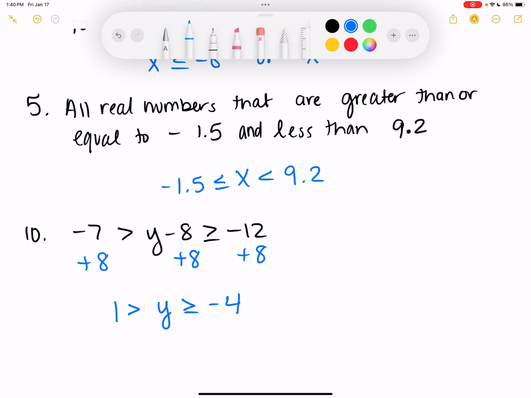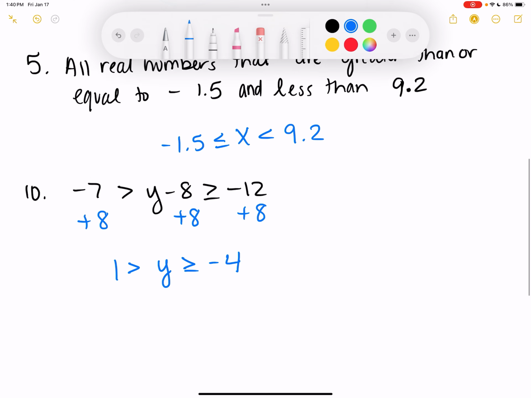All right, so it's fine if you leave it like this. This is just telling you that the value for y is between 1 and negative 4. The book is going to write it so that it's in numerical order.